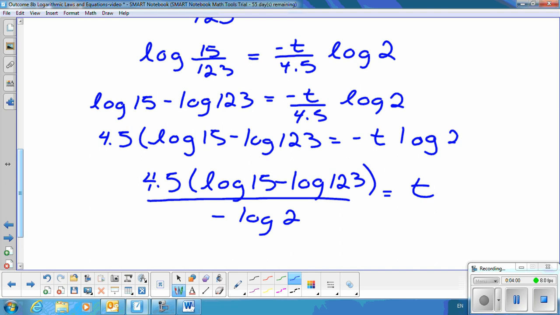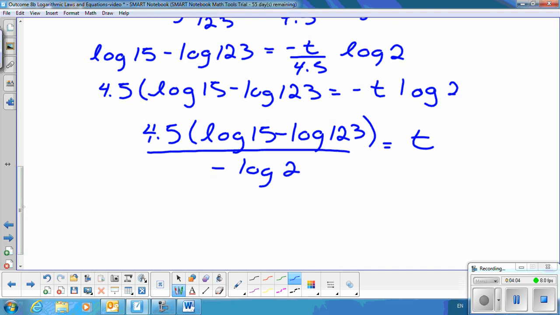That's the most accurate expression that I can have. I can now substitute that into my calculator and end up with T being approximately equal to 13.66 days.